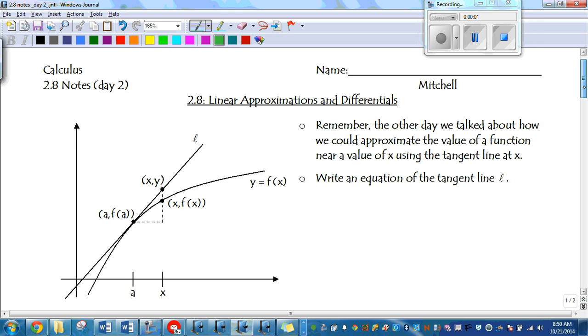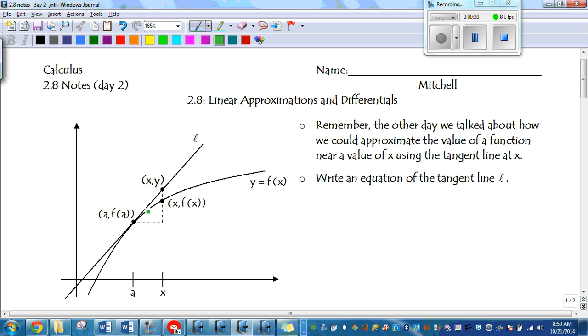All right, so at the top here, we're just talking about what we looked at yesterday, reiterating a few things. Yesterday we talked about how we could approximate the values of a function near a value of x using the tangent line. So here's our a, f of a, that's our point of tangency.